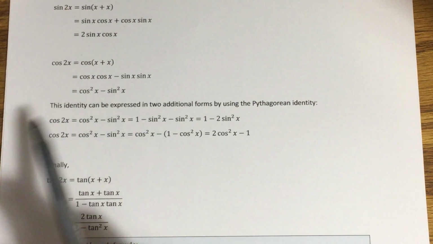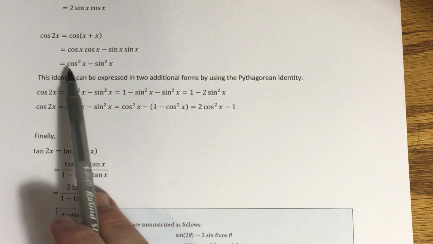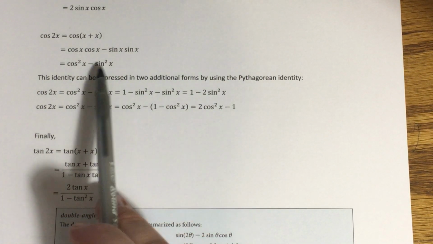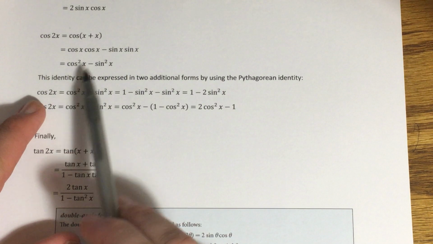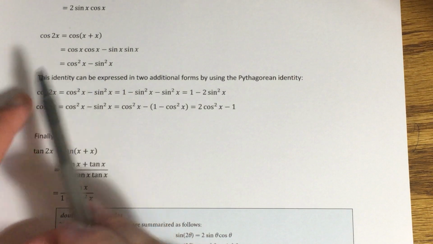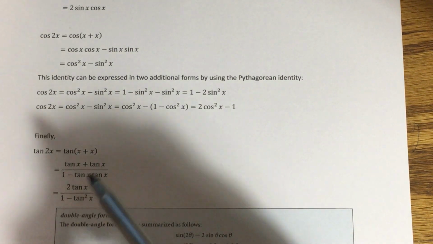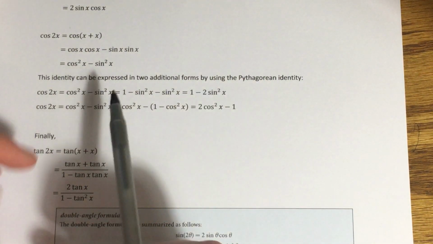Now, where we get the other 2 identities that I alluded to before is by taking either the cosine squared here or the sine squared here and changing the way that looks using our Pythagorean identity. So here's what I mean by that. Let's take the cosine squared. According to the Pythagorean identity, cosine squared is the same thing as 1 minus sine squared. We found that to be a really useful identity in 9.1.